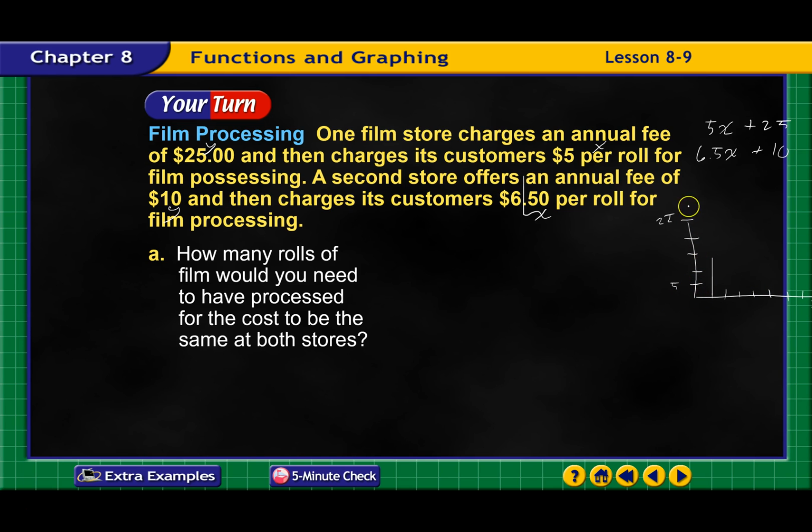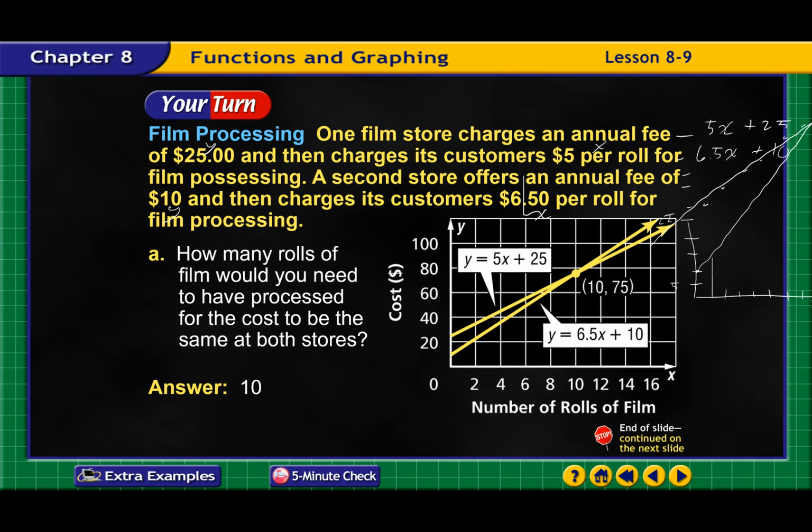So one starts at 25 and goes up $5 per roll. So this one's going to go right at the 45-degree mark. And the second one starts at 10 and goes up a little faster. So it's going to crisscross out here. So here's what they came out with. They said about 10 is where they would have crisscrossed.